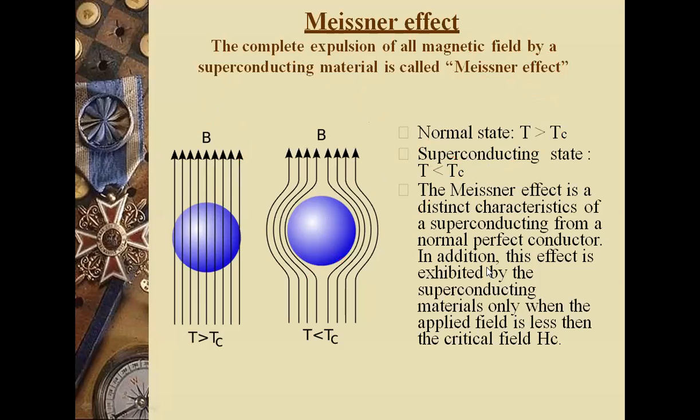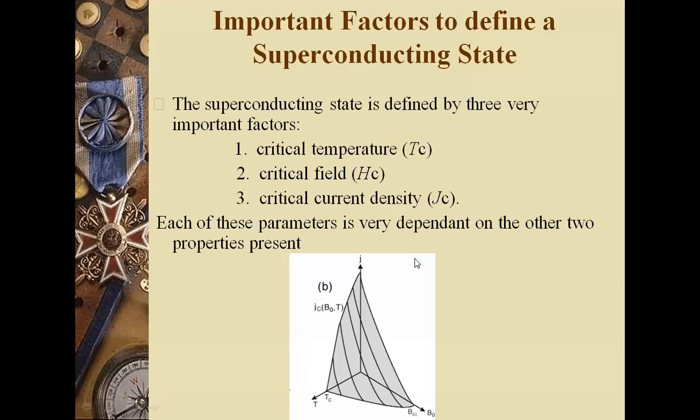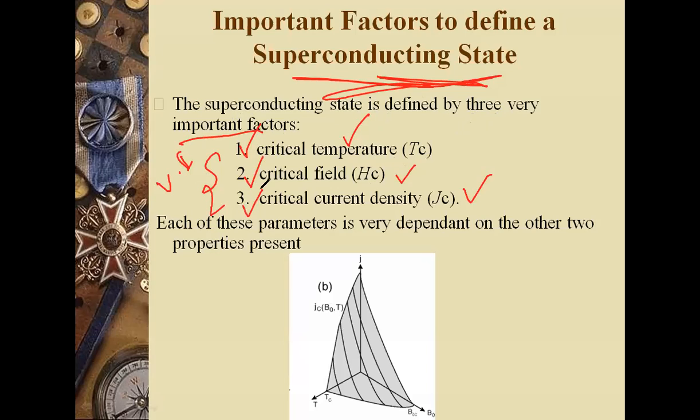And you have to copy all the notes. Important factors to define a superconducting state: what are the important factors to decide whether it is a superconducting state or not? Critical temperature, critical field, critical current density. These three factors are very important, and they are very important points for competitive exams for master's or PhD degrees.